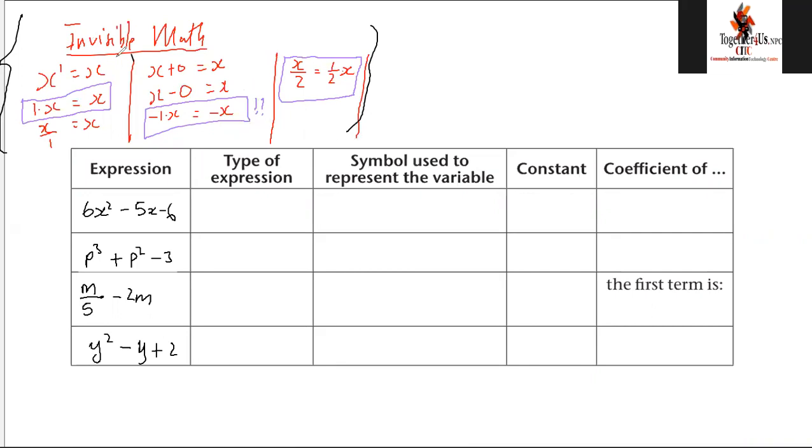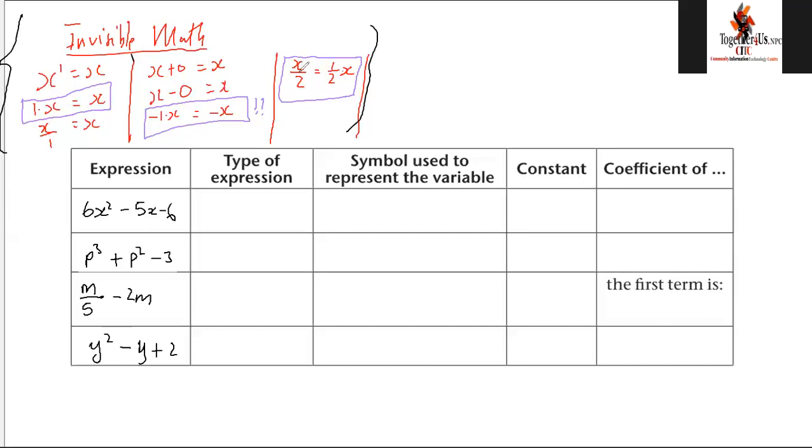For example, x to the exponent 1 is just x. It's boring to always write that 1. 1 times x is just x. We just don't write the 1. And x divided by 1 is just x. Okay, x plus 0 is also x. We don't write the 0. X minus 0 is also x. We don't write the 0. Minus 1 times x is just minus x. We don't write the minus 1, or the negative 1, actually. That's the correct word to use.